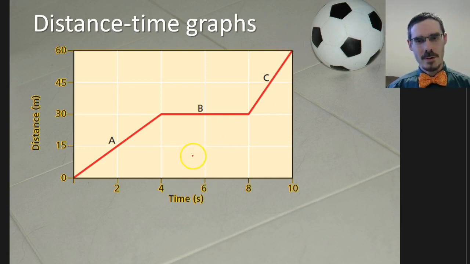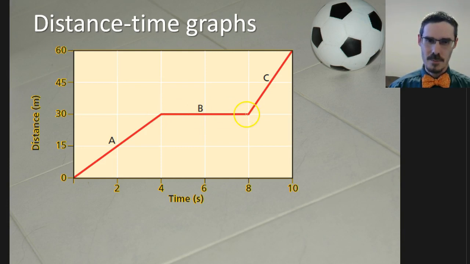But think about this graph carefully. Have a look at B. It's not moving at all. What can you say about the gradient of the line there? Well, the rise is 0, the gradient is 0, and the speed is 0.